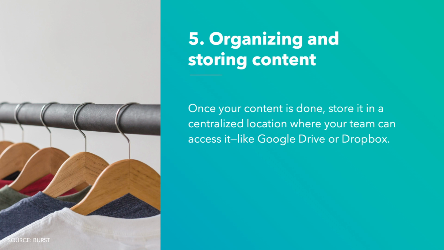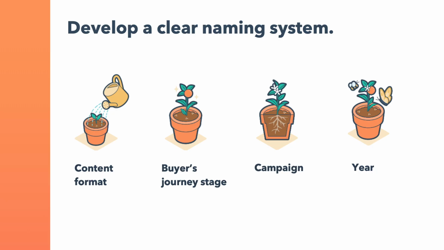The 6th step in building a content creation framework is organizing and storing content. Once your content is done, store it in a centralized location where your team can access it, like Google Drive or Dropbox. If you have a content management system, also known as a CMS, then you could choose to store it in there as well. Organizing your content in a way that's easy to understand is critical for repurposing, reusing, or even finding that content down the line.